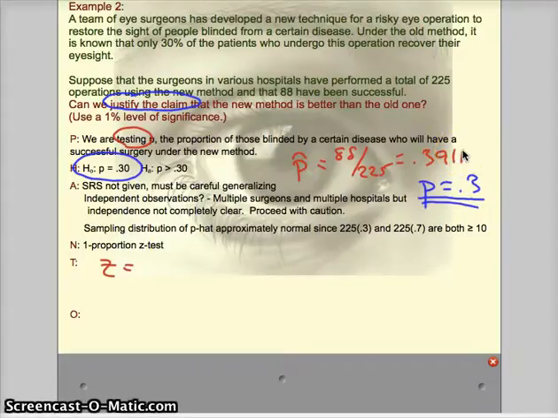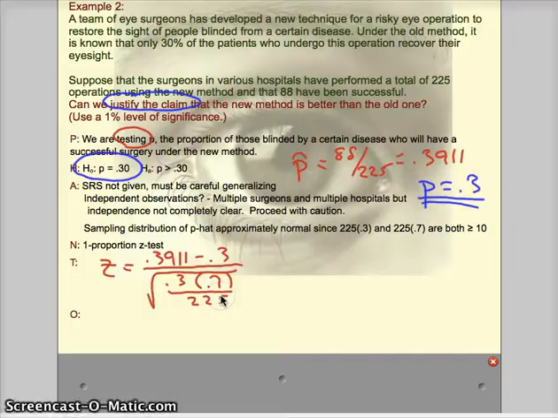So estimate, 0.3911, minus the null value, the parameter, 0.3, divided by the standard deviation, the square root of p times 1 minus p over n. Use the best p we have. In this case, we have an idea that p is 0.3, so 0.3 times 1 minus that over 225. If you do that, you get 2.98. You have to show that work, the proper mechanics, the proper calculation of the test statistic.